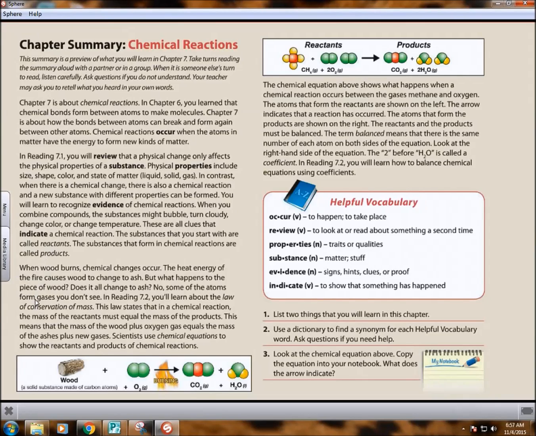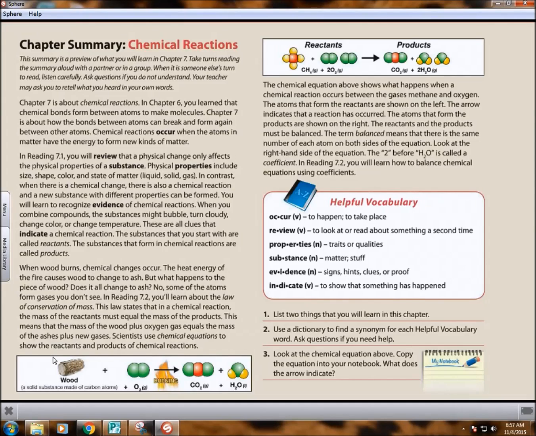In reading 7.2, you will learn about the law of conservation of mass. This law states that in a chemical reaction, the mass of the reactants must equal the mass of the products. This means that the mass of the wood plus oxygen gas equals the mass of the ashes plus new gases. Scientists use chemical equations to show the reactants and the products of chemical reactions.